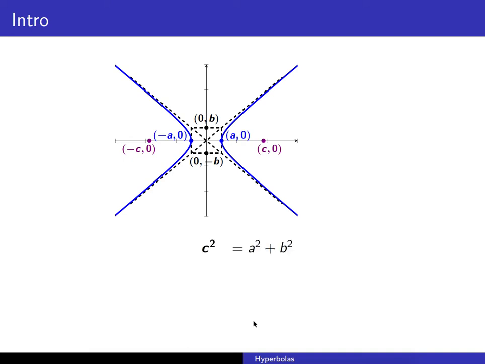And with hyperbolas, your value of c is going to be the square root of a squared plus b squared. So with ellipses, it was a squared minus b squared. With hyperbolas, it's a squared plus b squared. So we switched the plus and the minus for the equations for ellipses and hyperbolas, and we switched the plus and the minus for the value of c for ellipses and hyperbolas.